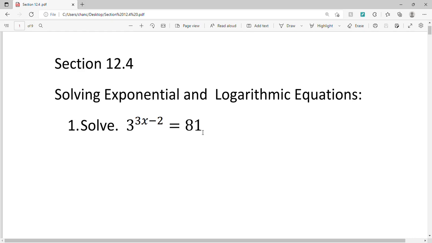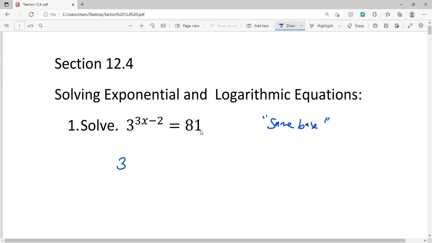Let's look at section 12.4, solving exponential and logarithmic equations. Question 1, let's solve 3 raised to the 3x minus 2 is equal to 81. The first step is to get the same base. That's our strategy. We want to get the same base.